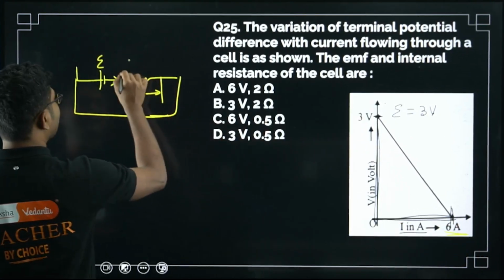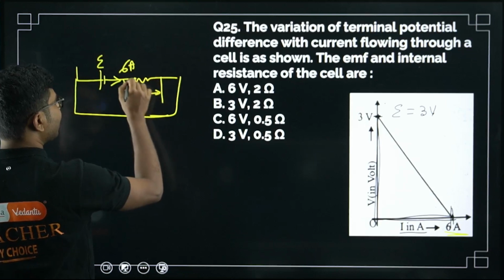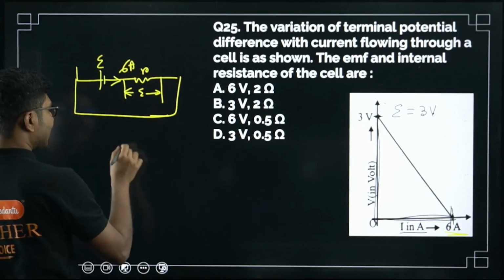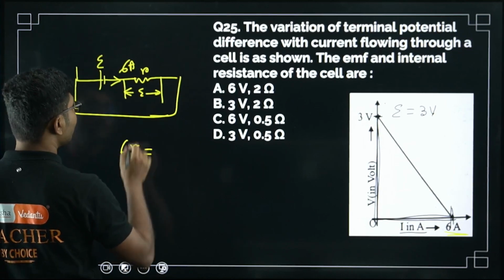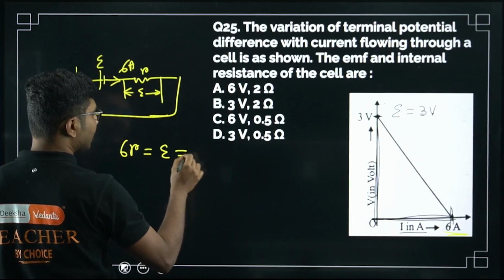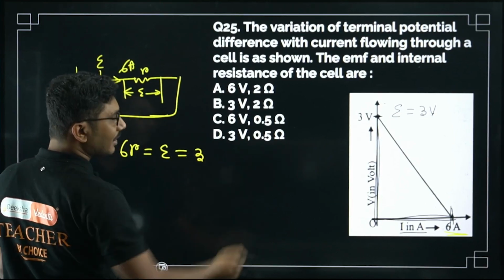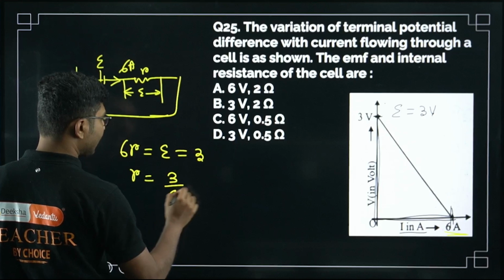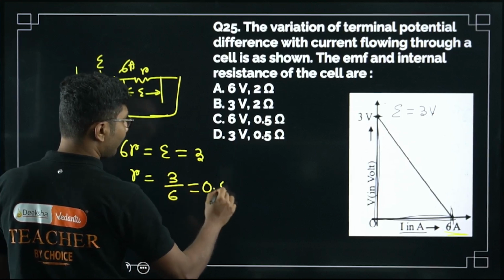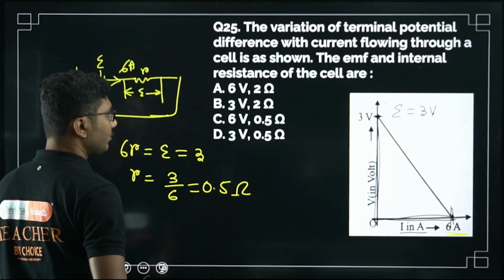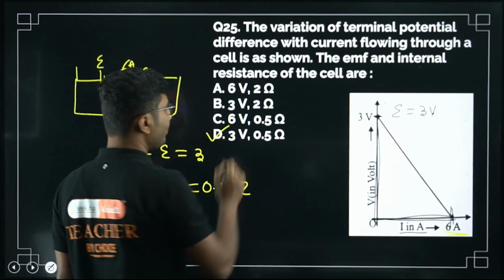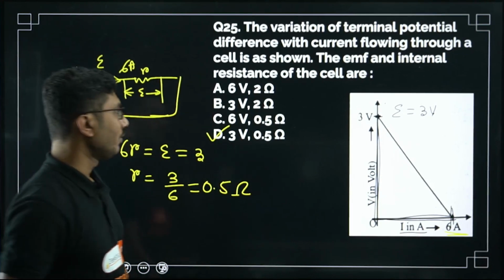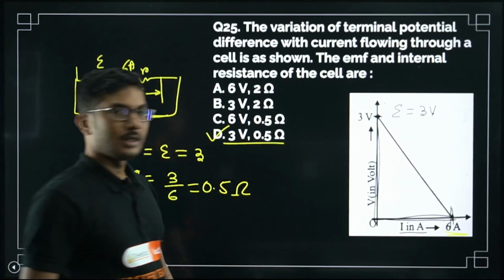So 6 ampere current is flowing. If this resistance is say R, then 6R is equal to the voltage, that is 3 volt. We have already seen the voltage is 3 volt. So R equals 3 divided by 6, that is 0.5 ohm. So 3 volt and 0.5 ohm is the answer.